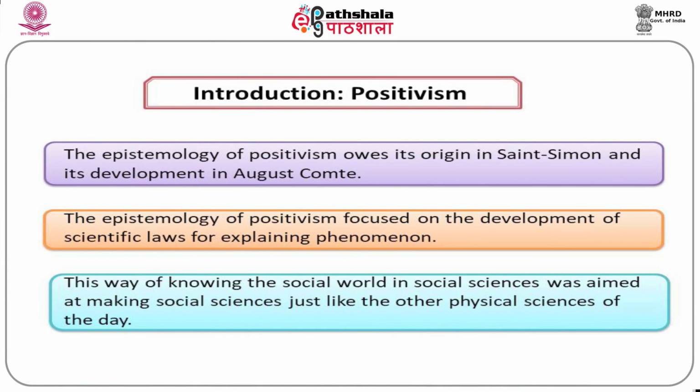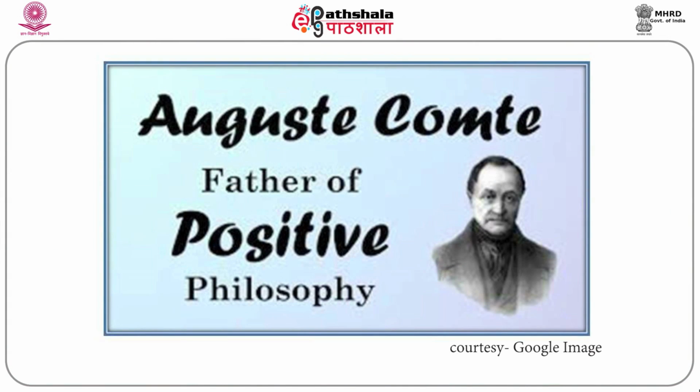Then the epistemology of positivism. The epistemology of positivism owes its origin to Saint-Simon and its development to Auguste Comte. It focused on the development of scientific laws for explaining phenomena. This way of knowing the social world was aimed at making social sciences just like the other physical sciences of the day. So there you can see the photograph of Auguste Comte, who is known as the father of positive philosophy.